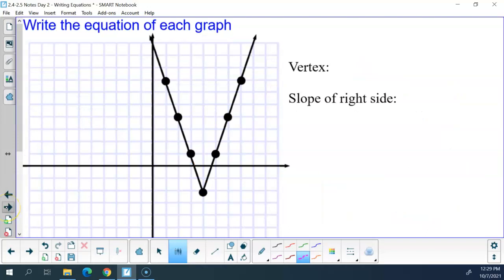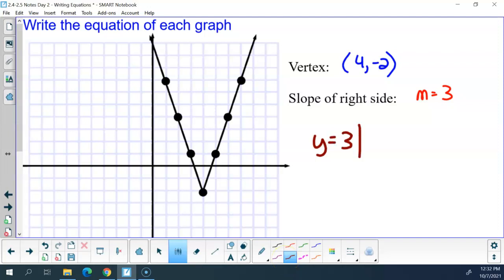Okay, you try that one. Find me the equation of that absolute value. Vertex? 4, negative 2, though, right? Yeah, that makes a big difference. Slope of the right side? 3. Equation left to right: y equals 3 times the absolute value of x minus 4, minus 2.